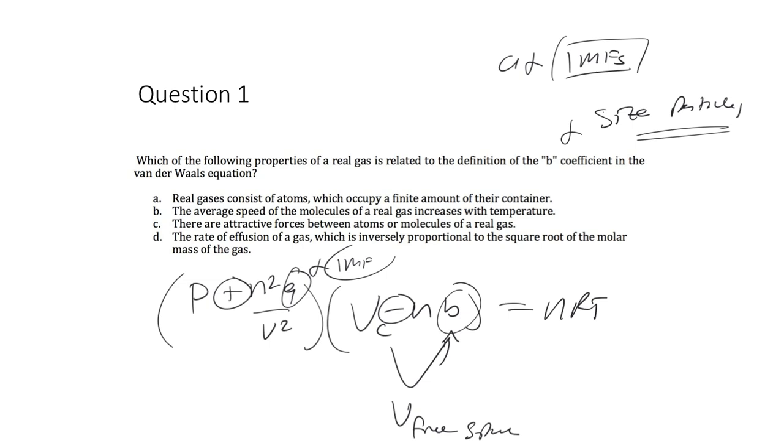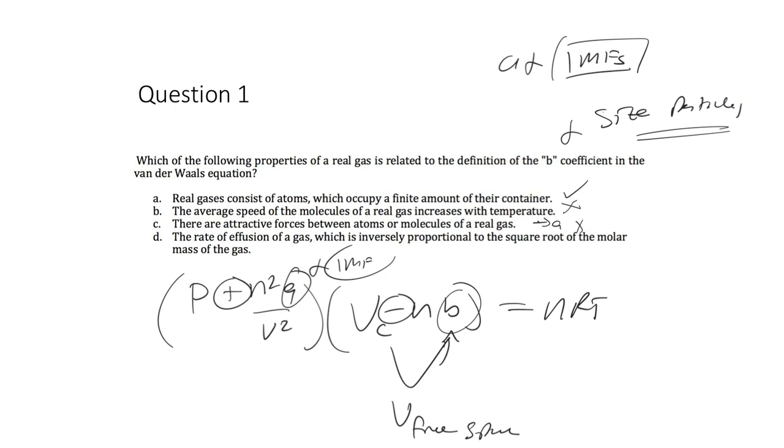Which of the following properties of a real gas is related to the definition of the B constant? Real gases consist of atoms which have a finite volume of the container. That sounds like the actual statement of what the B value is. The average speed of molecules of a real gas increases with temperature. That's a true statement, but not anything to do with the B constant. There are attractive forces between atoms or molecules in a real gas. That's a description of the A constant, not the B constant, so that's not the correct statement.